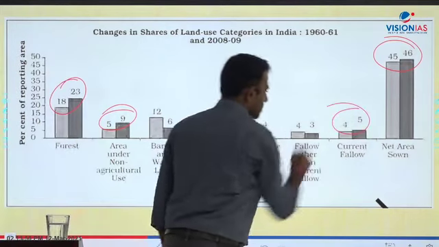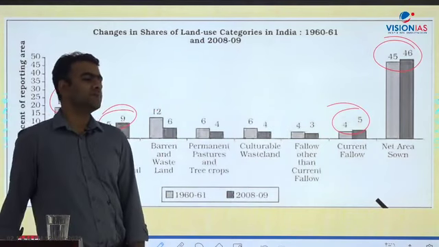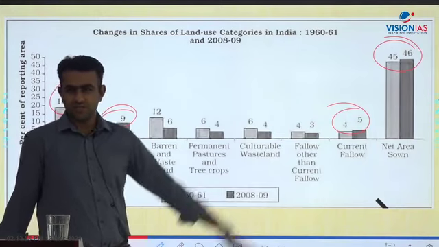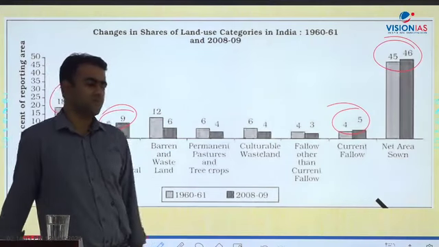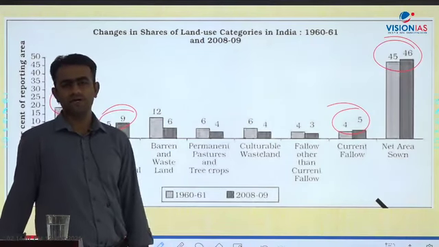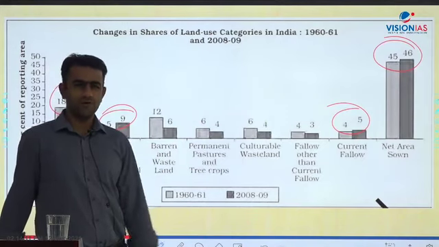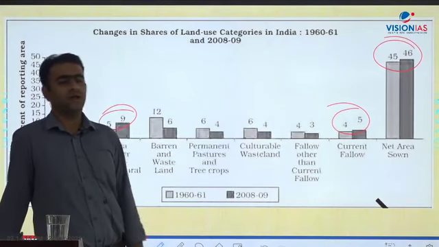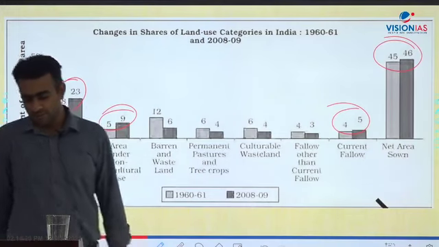Current fallow has also increased. That's mainly because of agricultural distress. You know, various issues in the agriculture, many people are leaving agriculture and they are migrating towards the urban areas in search of other jobs because of the issues in terms of various cropping issues, crop failure, in terms of the credit availability. For various reasons, current fallow has increased because people are not getting much returns out of this.